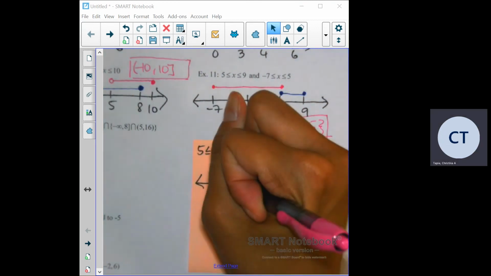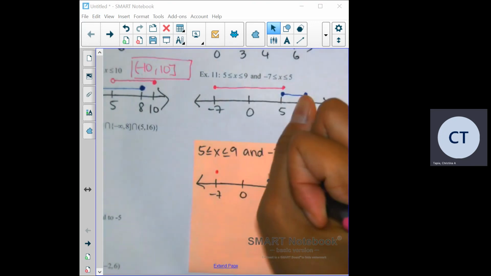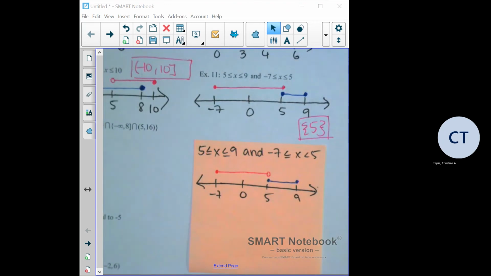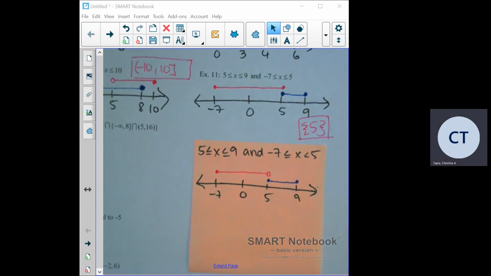And then -7 to 5. 5 is now open on this. If I asked you to tell me where both of these intersect, and we put the pink line on top of the blue line, is there an intersection? Why not, Desiree? Because open circle means that the 5 isn't included, and they don't intersect there anymore.